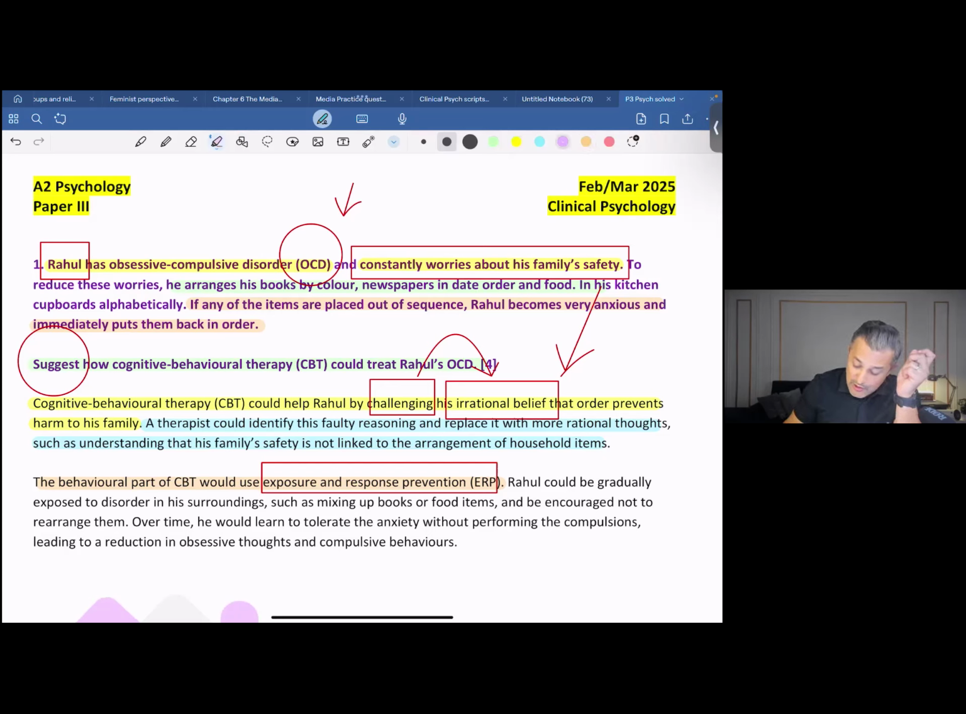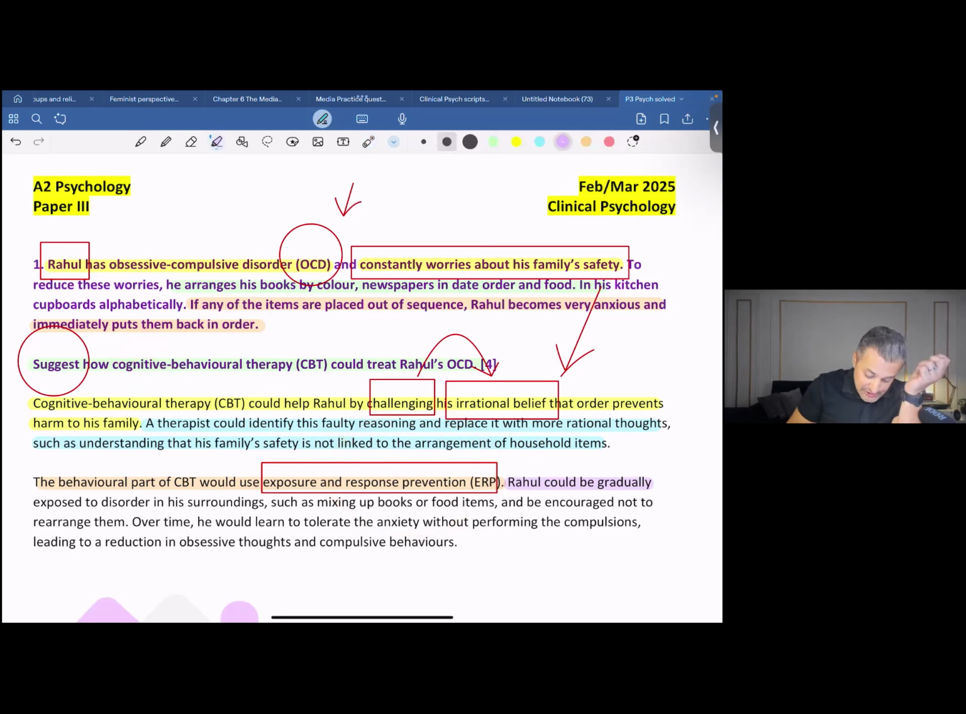Moving on, Rahul could be given ERP. So exposure and response prevention. Not only do you expose, but at the same time you prevent the response to it. What is the likely response that Rahul has? The likely response is him immediately putting things back in order. So you mess up things maybe and then not allow Rahul to put them back in order. This is what we're talking about.